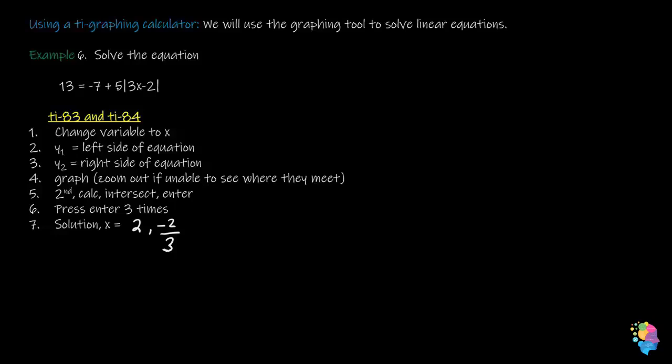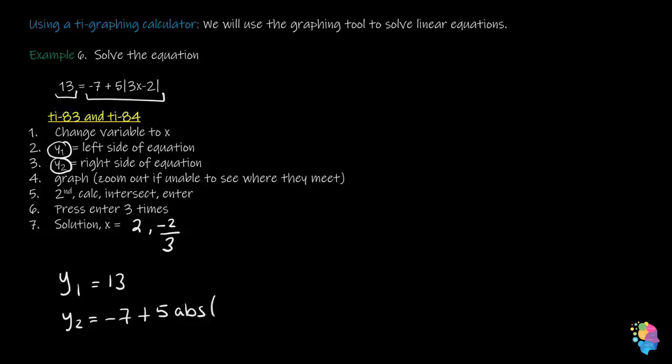Now, because I am supposed to write the left side in y1 and the right side on y2, I'm going to write it right here to make sure that I know what to write. In y1, I do the left side, that's only 13. And in y2, I'm going to write the right side. The way we do that is by doing -7 plus 5. And then there's a button for absolute value. It's labeled ABS. And it will open a parenthesis. So you will write 3x minus 2 and then close the parentheses. So let's bring the calculator in.